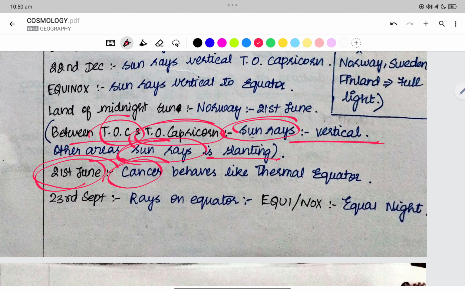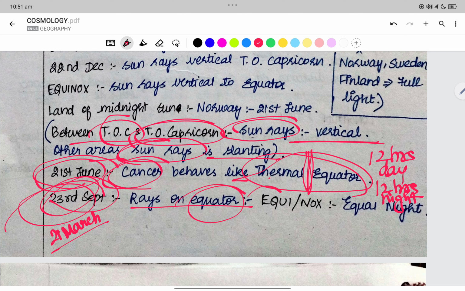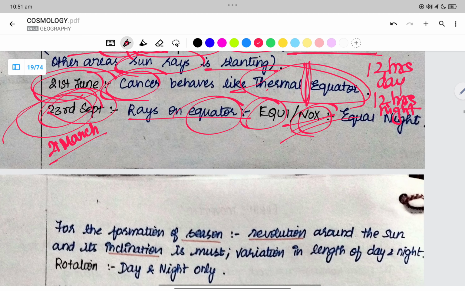On 21st June, we know Cancer behaves like a thermal equator. Heat is like how it is at the equator, with 12 hours of day and 12 hours of night. On 23rd September and 21st March, the sun rays are on the equator, giving equal day and night. This is the equinox.